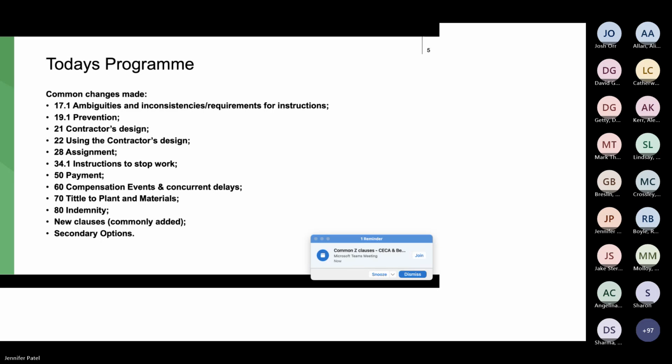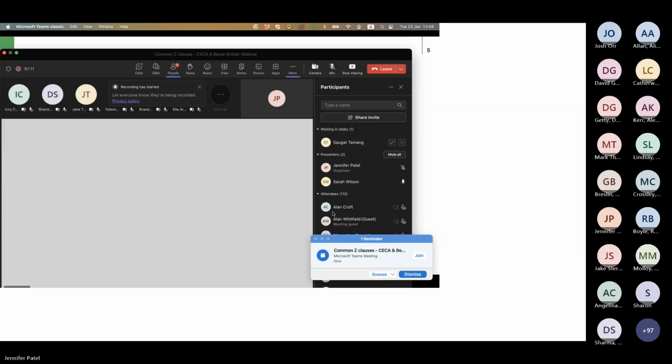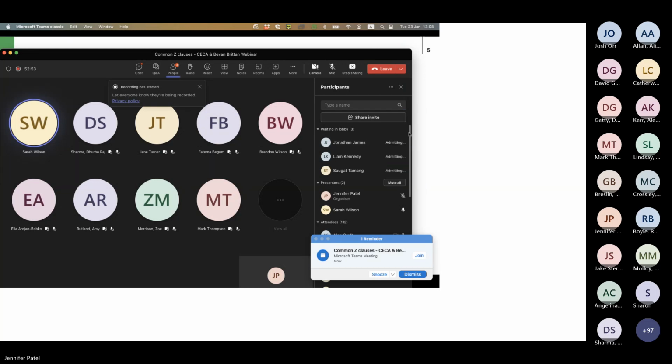then we've got things like clause 17 ambiguities and 19.1 prevention. So they are things where ordinarily under NEC the contractor would expect, and is entitled, to make a claim, so is entitled to a CE, a compensation event. But the typical changes we see shift that risk to make it more difficult for the contractor to make the CE claim, or move the risk completely to the contractor, so the contractor has no ability to make a claim.